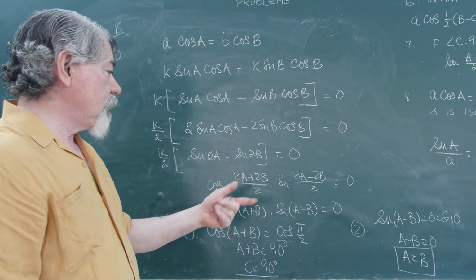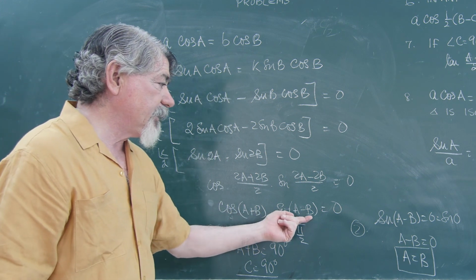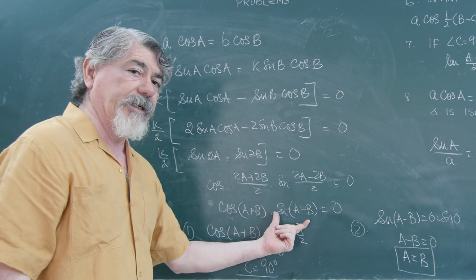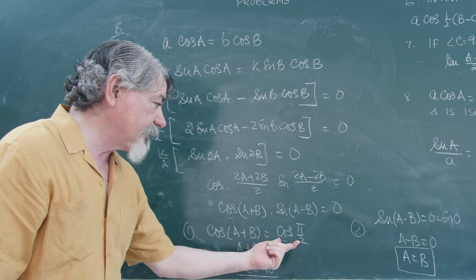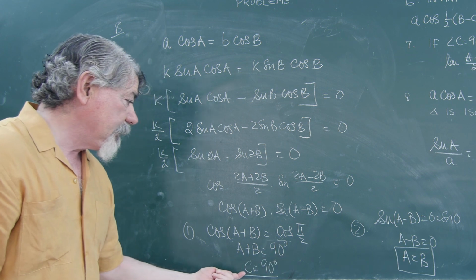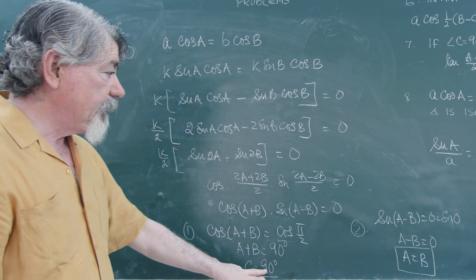And k is not equal to 0. So cos(A plus B) sin(A minus B) is equal to 0. Then either cos(A plus B) will be 0 or sin(A minus B) will be 0. If cos(A plus B) is equal to 0, that means it will be equal to cos pi by 2. A plus B will be 90. A plus B plus C is 180, so C will be 90.